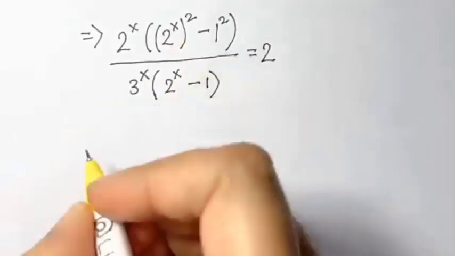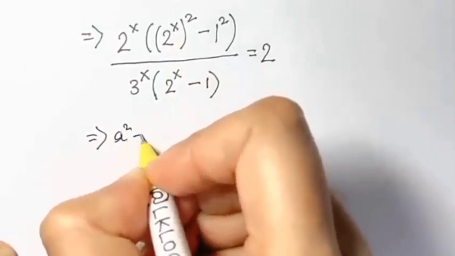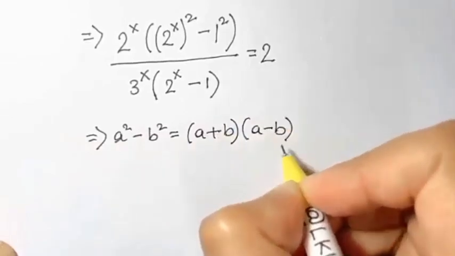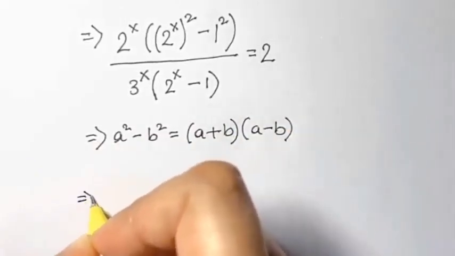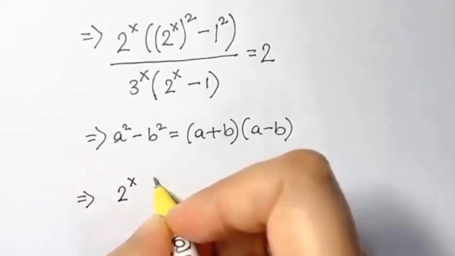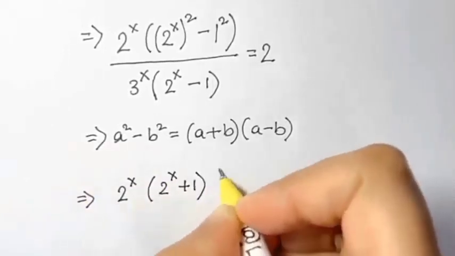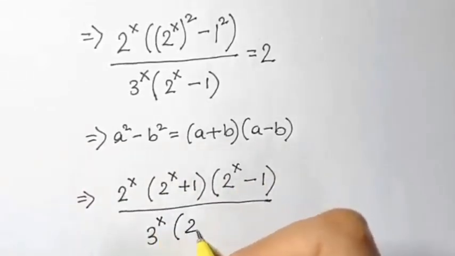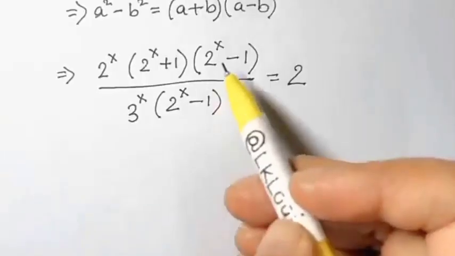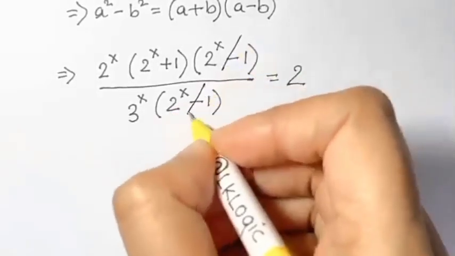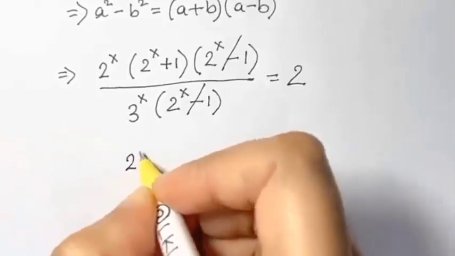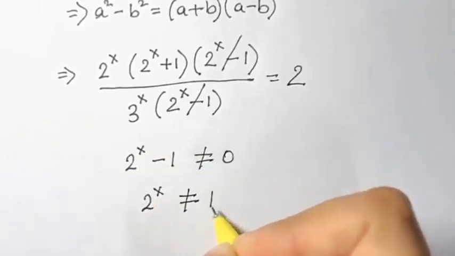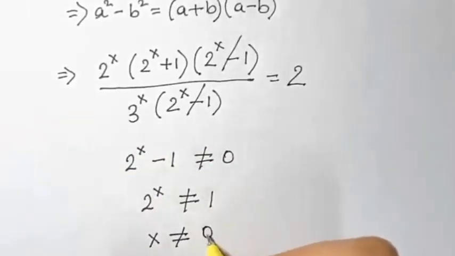So we have an identity here. As you can see, it's a squared minus b squared, so we write that a² − b² is equal to (a + b)(a − b). Then we substitute back: 2^x times (2^x + 1)(2^x − 1) over 3^x times (2^x − 1) equals 2. We can cancel out 2^x − 1 from numerator and denominator, provided that 2^x − 1 is not equal to 0, so 2^x is not equal to 1, so x is not equal to 0, provided this condition.